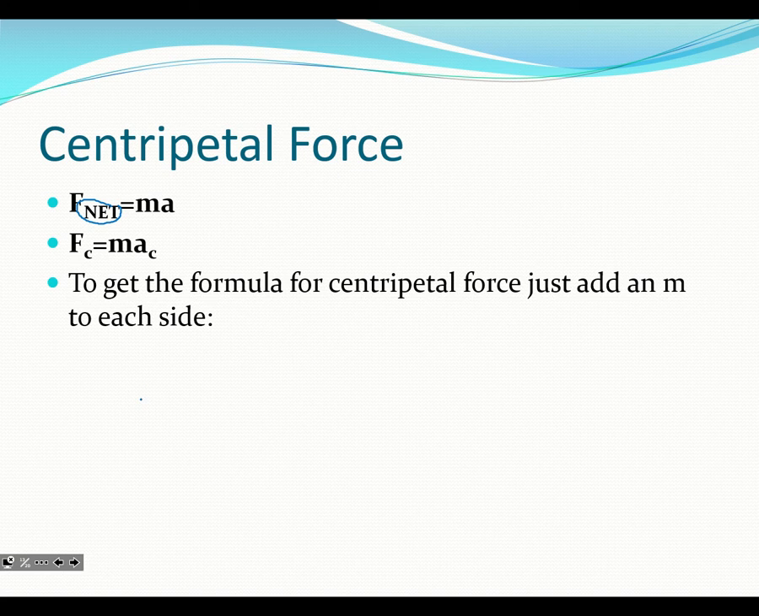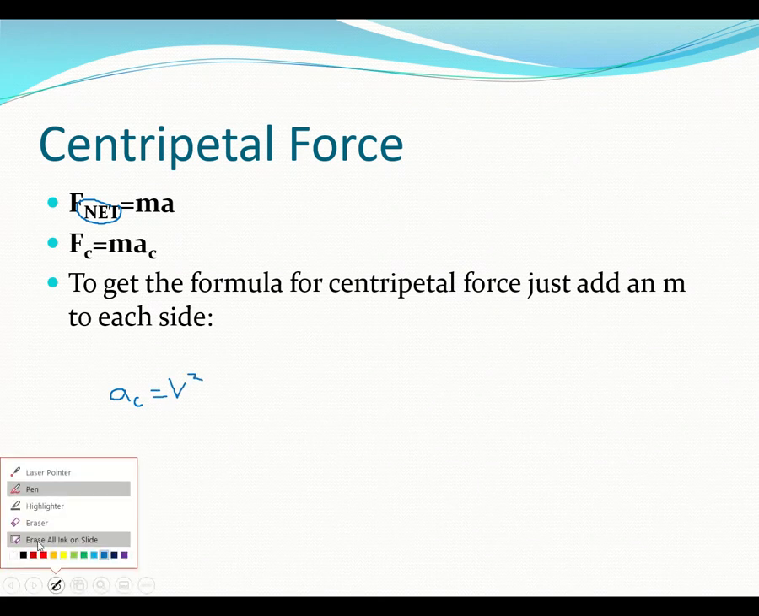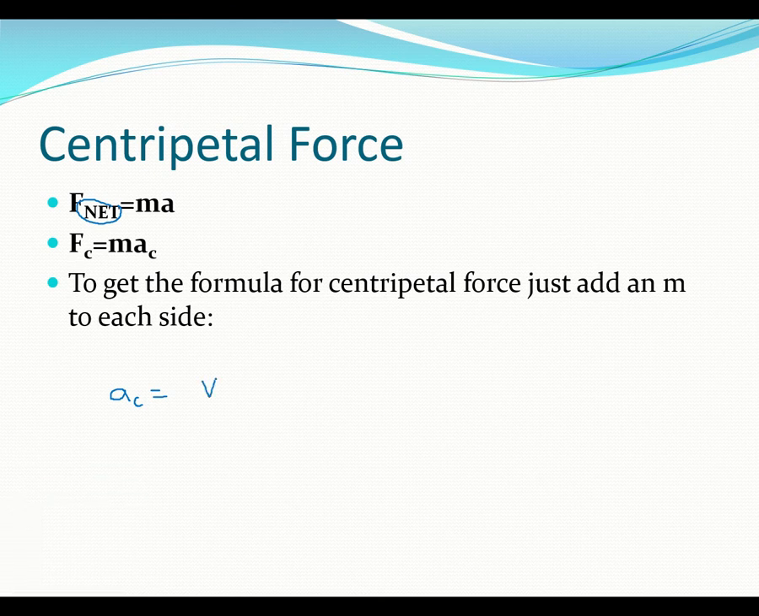So what that means is that, well, we know that AC is equal to v squared over r, right? That's acceleration. And if I want to turn it into a force, I add an m to it. But if I add an m to this side, I have to add an m to this side. So this is the formula that we get. So Fc is equal to mv squared over r.